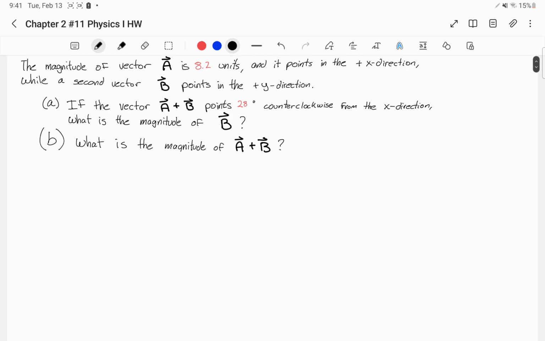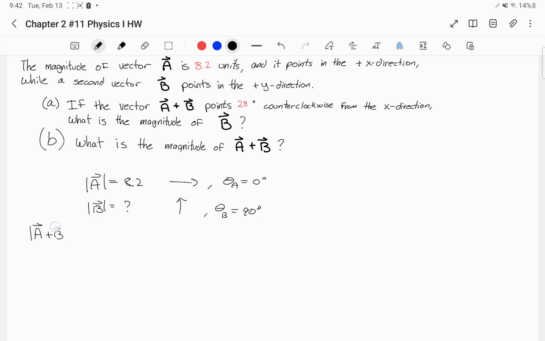The problem says the magnitude of vector A is 8.2 units, and it points in the positive x direction. That means that the angle of vector A is going to be 0 degrees. While the second vector B points in the positive y direction. They don't give us the magnitude, but they do give us the direction, which would mean that the angle of vector B is equal to 90 degrees.